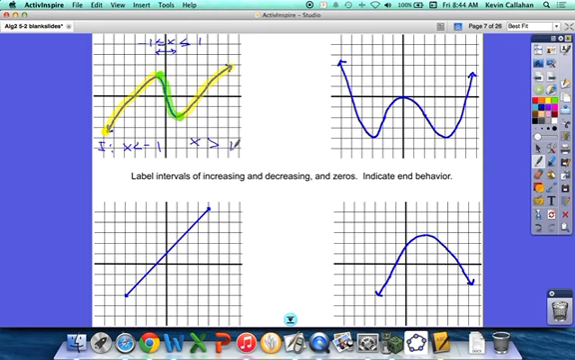Let's see, I got to change my color scheme here. Let's try highlighter again. Okay, how many intervals of increasing do you see on this one? How many different places on the graph? You see it increasing from here to here, and from here to here. And you see it decreasing, let's choose a different color this time, decreasing here and here. Because from left to right, it's going down, going down.